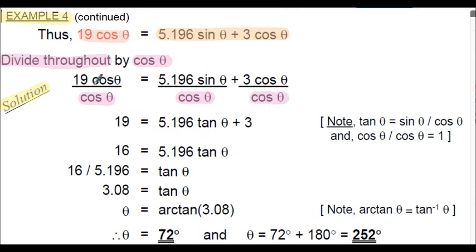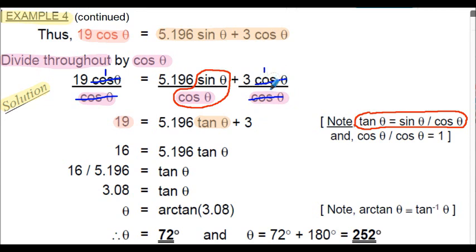On the left-hand side, the cos theta in the numerator cancels with cos theta in the denominator. Becomes 1. 1 times 19 is 19. On the left-hand side here. And on the right-hand side, this first term here, we have sine of theta divided by cos of theta. And we know from our previous work, tan theta is defined as sine theta divided by cos theta. So here's tan theta on the next line. And for this term, the cos theta divided by cos theta again becomes 1. So 1 times 3 is 3, so plus 3 on the right-hand side. So there's the right-hand side expression.